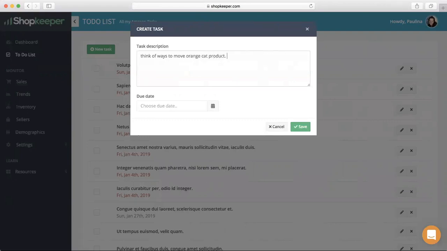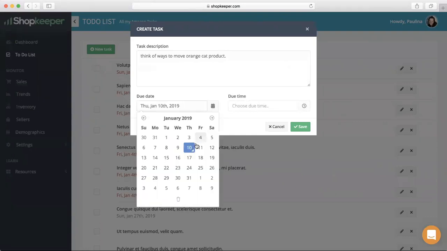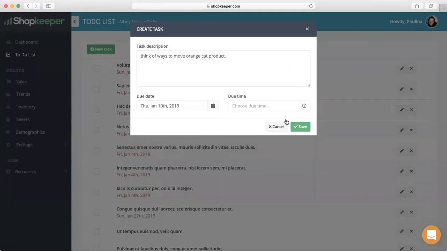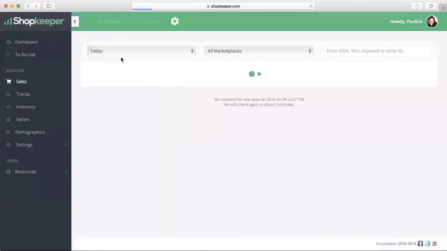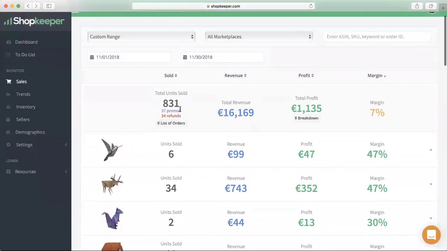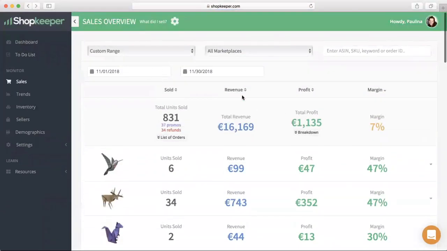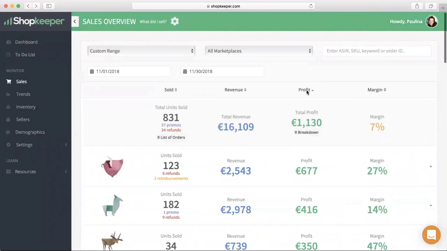So to-do list will help you to organize your day, starting with the worst things that need to be worked on. You can set a to-do date for the date of today, so that it's a very urgent item to work on. And that way you can always keep track of the tasks that are most urgent. So let's go back to the profit view, which was upside down.